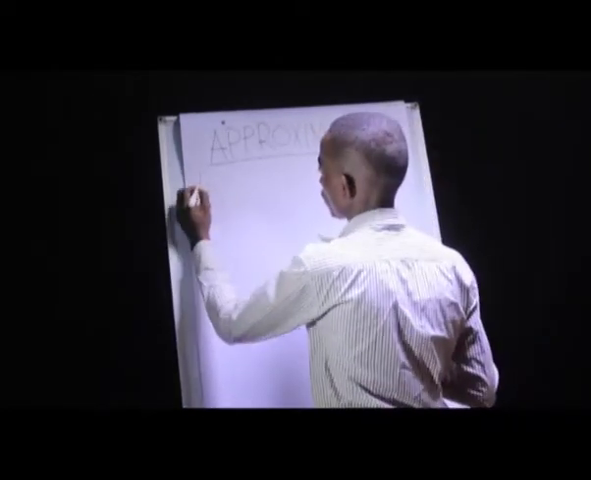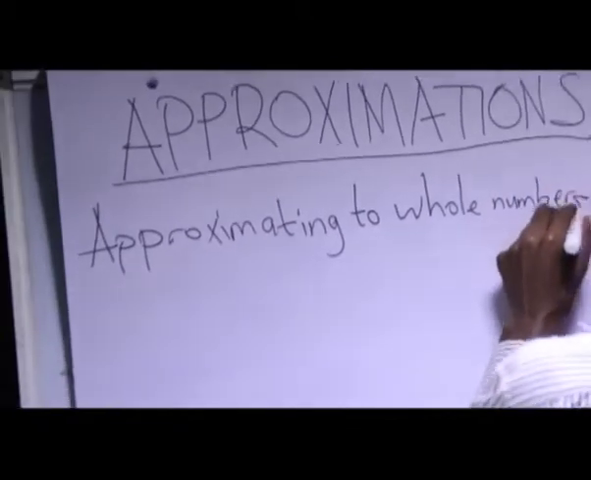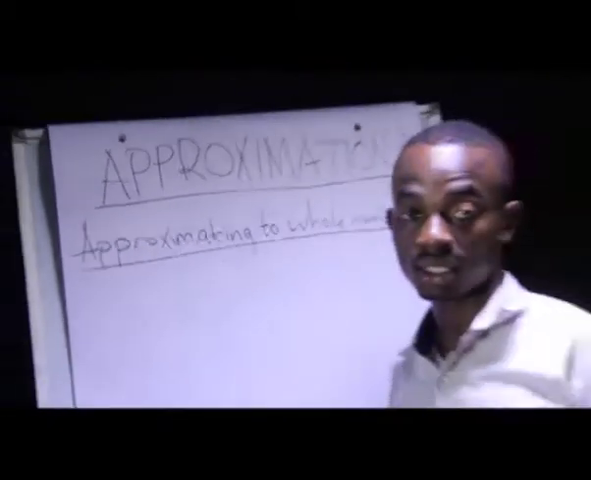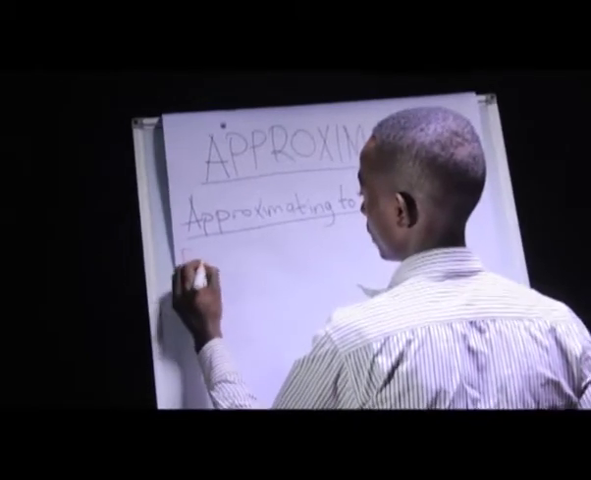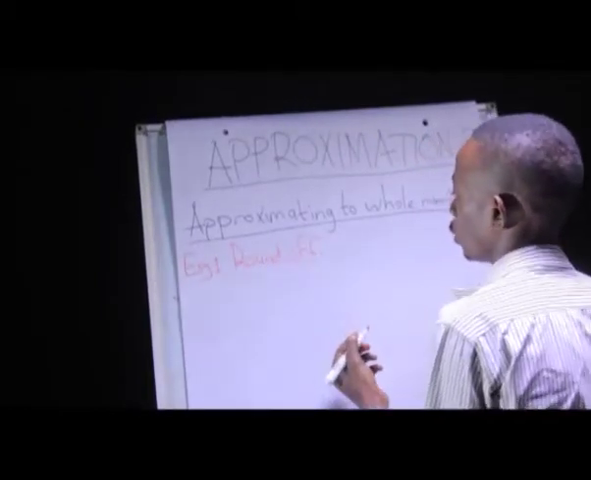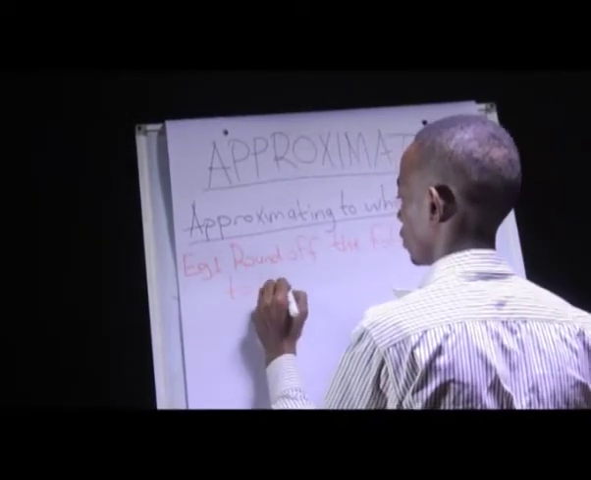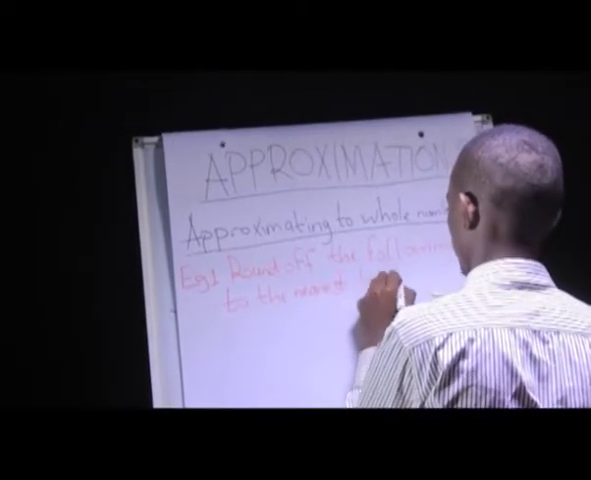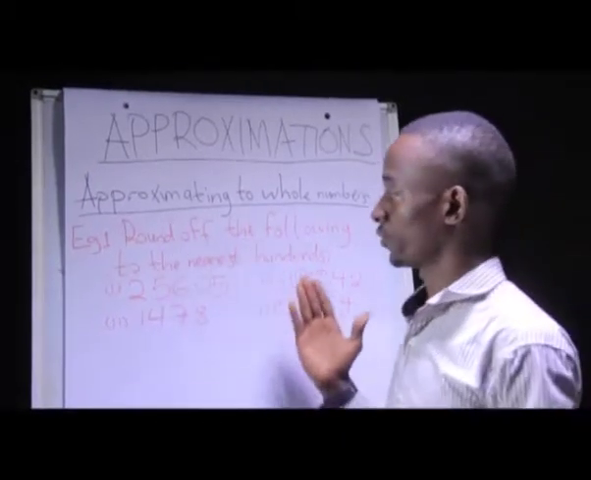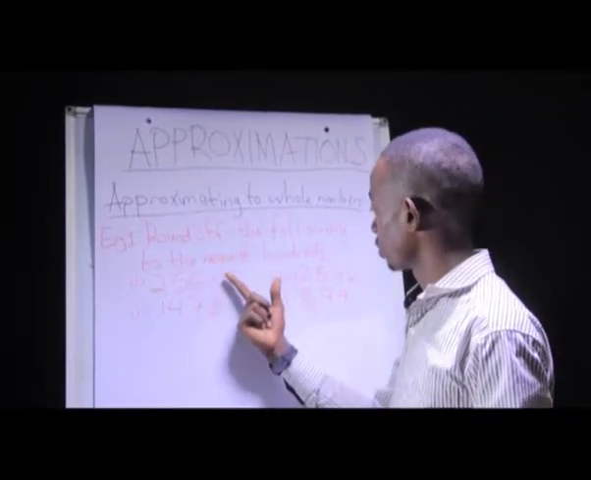And so I've said we're going to look at approximating to whole numbers. So I can give a few examples which we shall use for us to understand clearer the idea which we are looking at. So my example number one could be: round off the following to the nearest 100. So if these are my examples and I'm told to round off, which can mean approximate, here basically I'm being told to approximate the following numbers to the nearest hundreds.